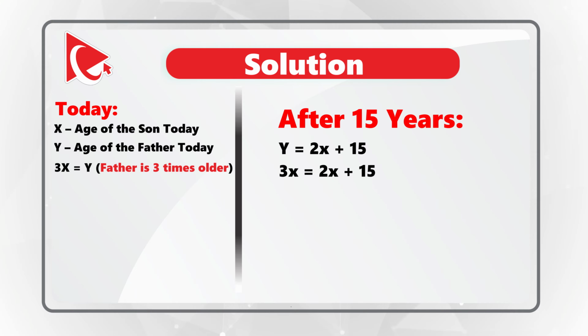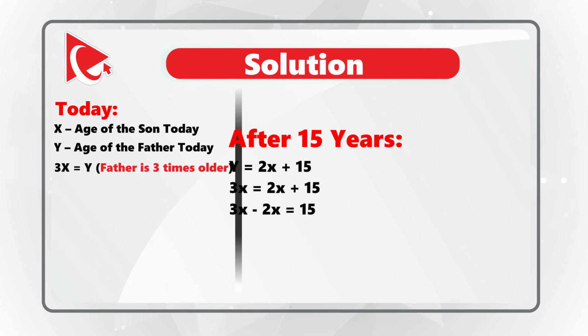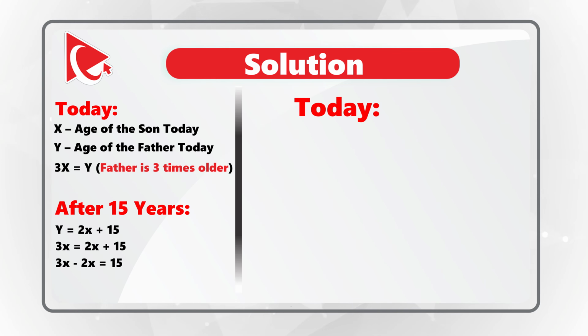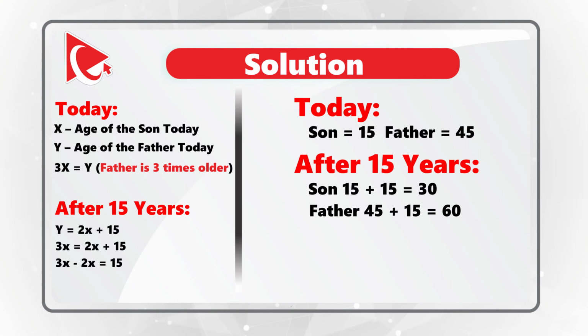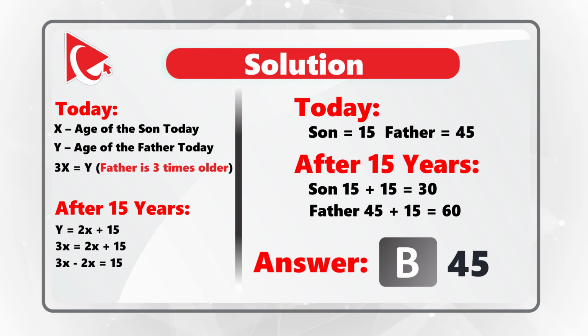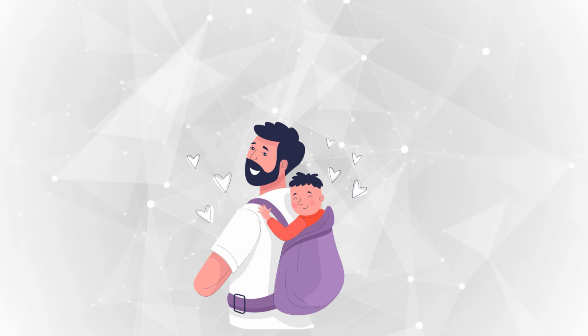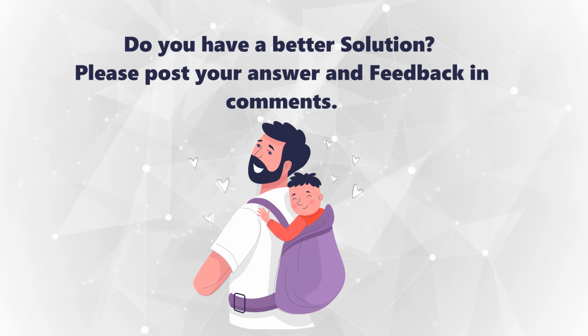Once we simplify, 3x minus 2x will equal 15. And after completing the calculations, x will be equal to 15 and y will be equal to 45. Based on this, today's age of the son is 15 years old, which means that after 15 years, the son will be 30 years old and the father will be 60 years old. Hopefully you've nailed this question and now know how to answer similar age problems on the test.